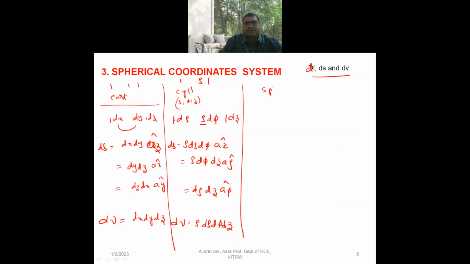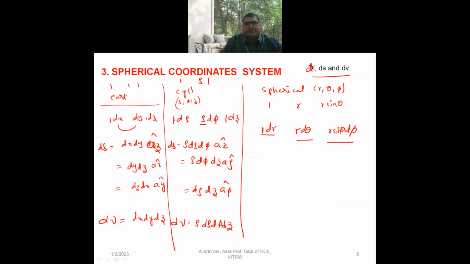In spherical coordinate system, the coordinates are r, theta and phi, and here you have to remember 1, r, r sin theta. The differential elements are dr, r d theta, r sin theta d phi.